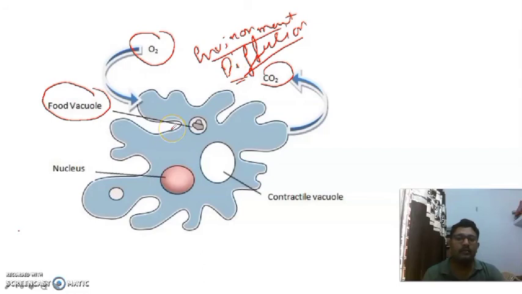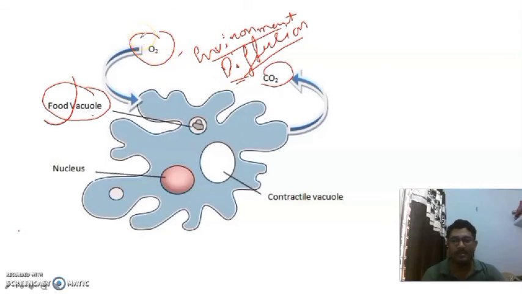Now we will recall the definition of diffusion. What is diffusion? Diffusion is the process of movement of molecules from higher concentration to lower concentration, right? So where is the food? The food is present in the external medium, not inside the body of the organism. So it directly comes into the body of this amoeba by the process called diffusion, like oxygen or any other gases.